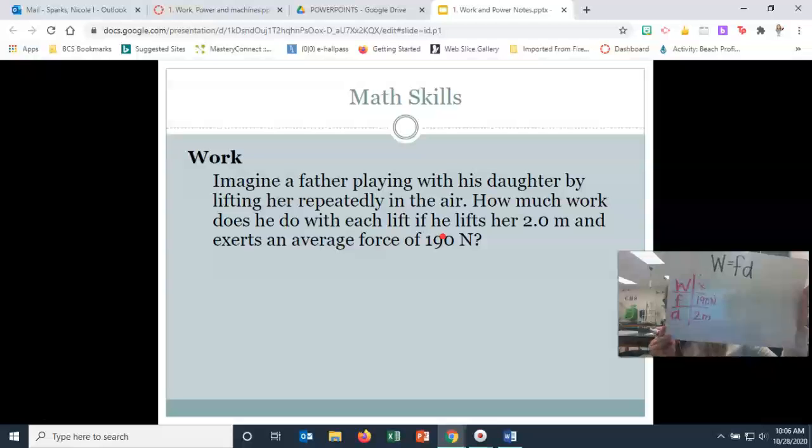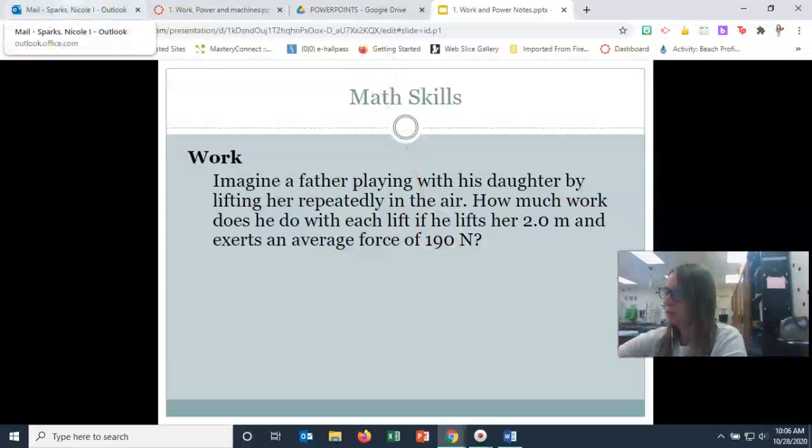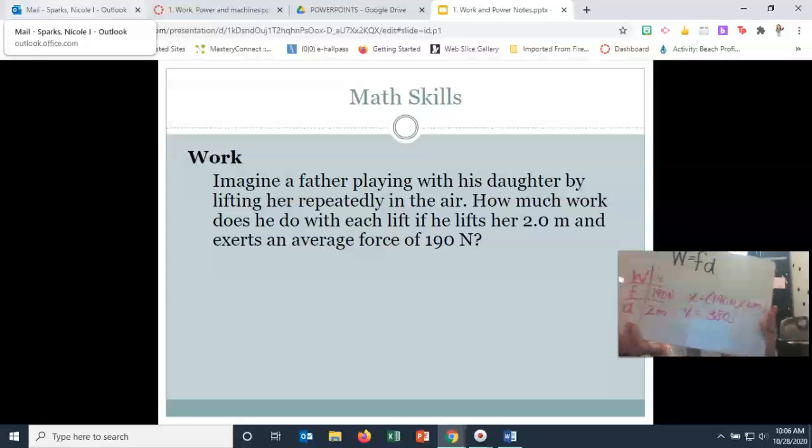Work equals force times distance. So we're just going to plug right into the equation. W equals 190 newtons times 2 meters. And when we do that, double check my math, it's been a day. I get 380 joules. So there's my work.